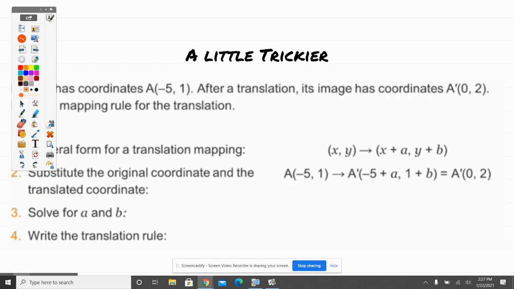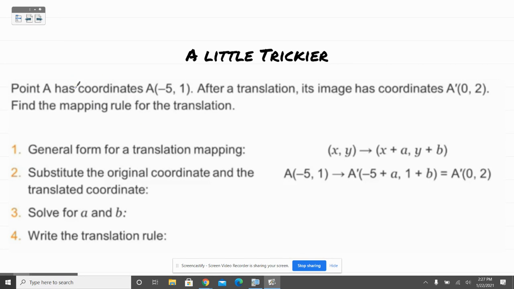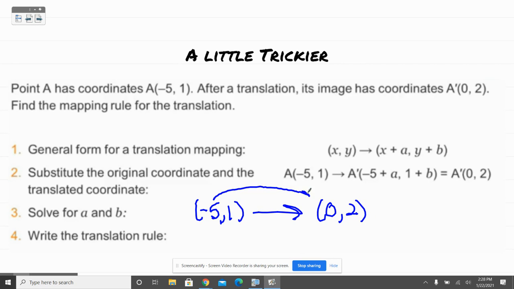Okay, sometimes it gets a little trickier, so let's see what happens here. They said point A is at negative 5, 1. It goes to 0, 2. We have to figure out what happened. Well, how did I get from negative 5 to 0? If this was my X, how did I get to 0? Well, you added 5. So I put negative 5 plus 5 and I got 0. How did I get from 1?